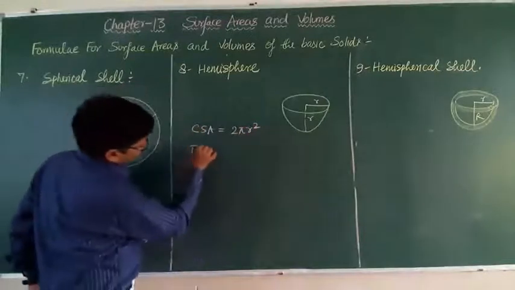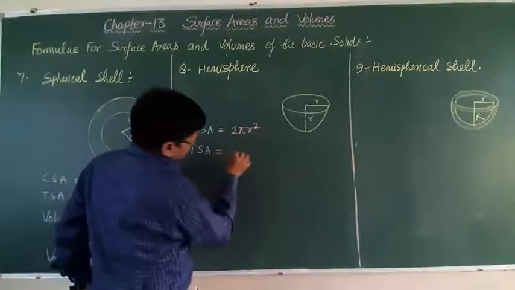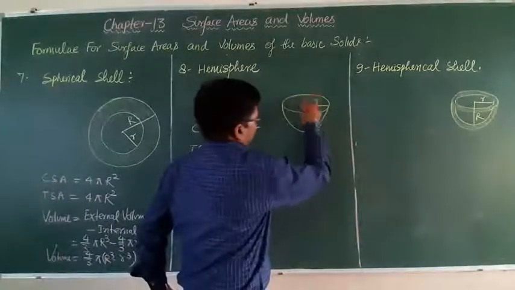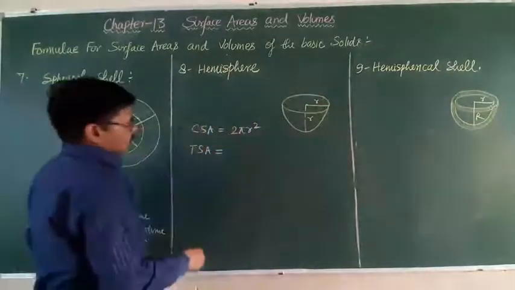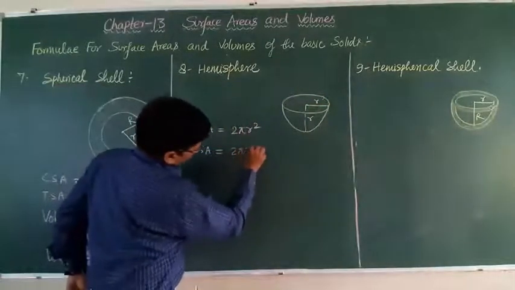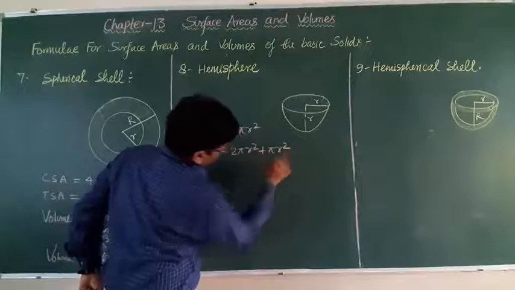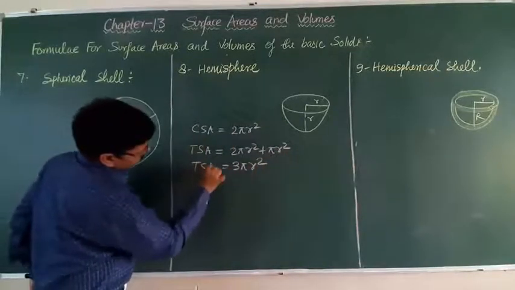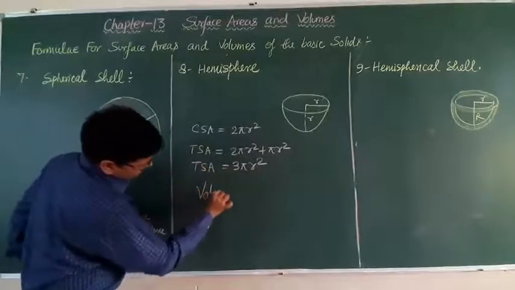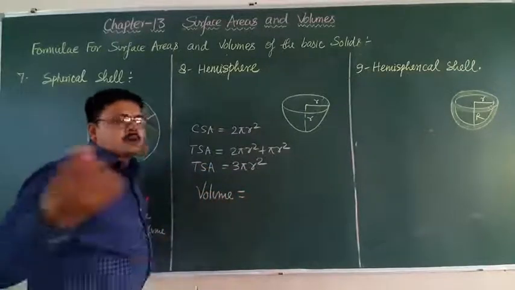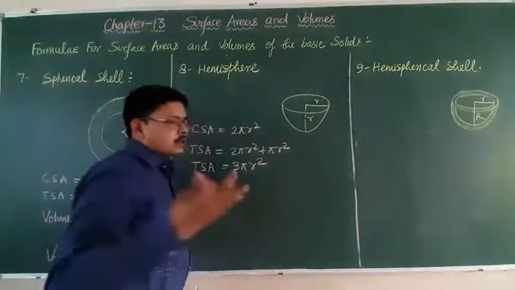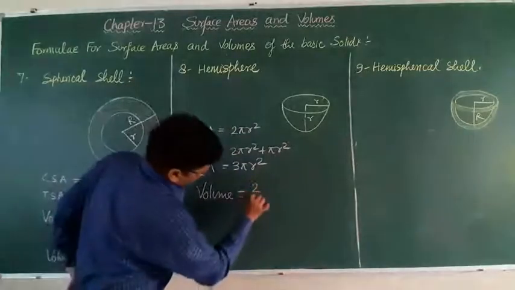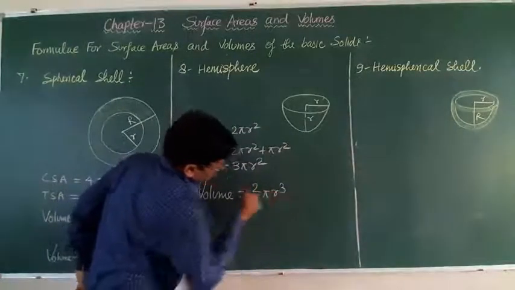And for the TSA that means CSA plus area of base. ये भी एरिया क्या होगा आपके पास, ये एरिया भी इंक्लूड होगा. So 2 pi r square plus pi r square, that means 3 pi r square. That is the TSA. And value, half of the value of sphere, means 4 by 3 pi r cube is the value of sphere. So half of it, 2 by 3 pi r cube.